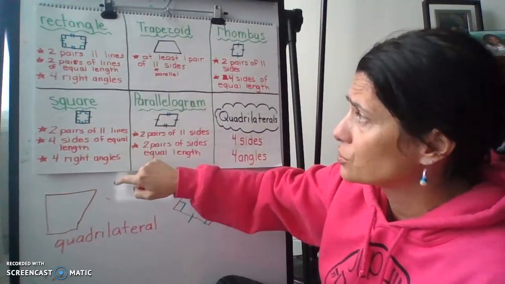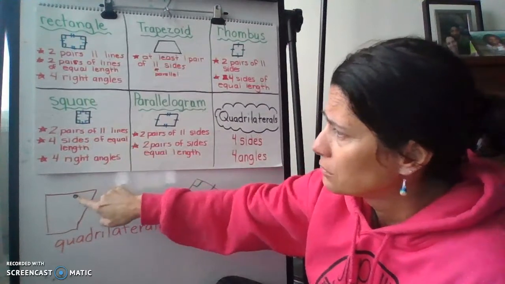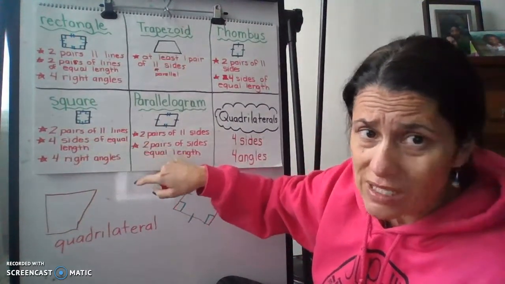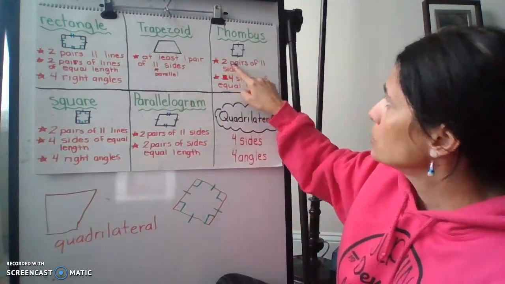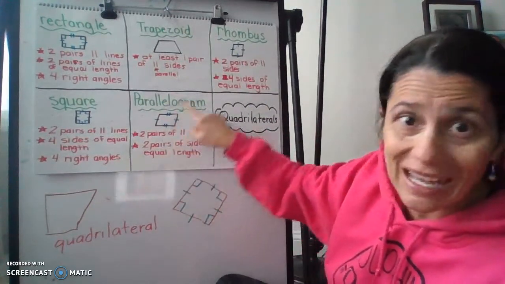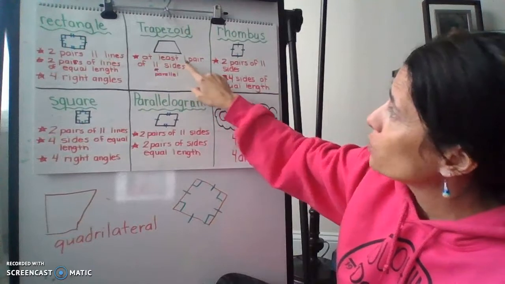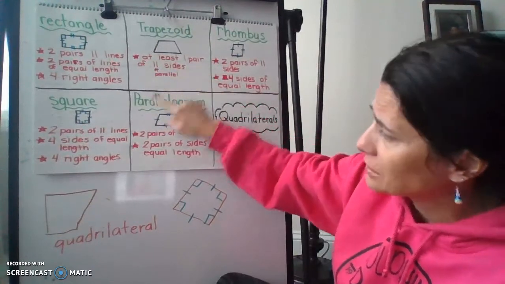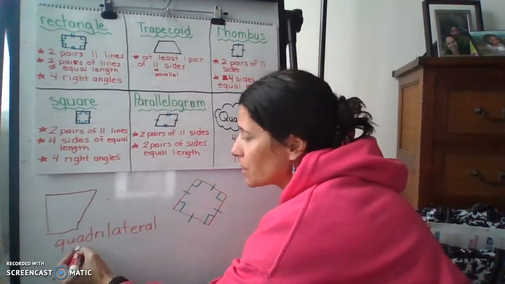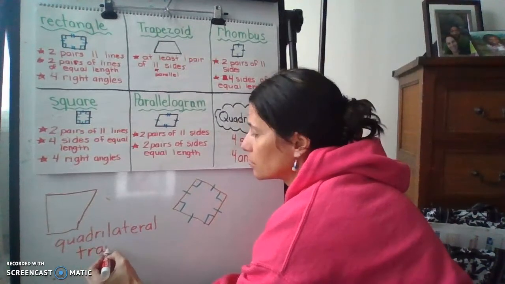Now let's check the square. 2 pairs of parallel lines. Does it have 2 pairs of parallel lines? Nope, we've already decided that, so it can't be a square. Rhombus, 2 pairs of parallel sides. We've already answered that, so it can't be a rhombus. Trapezoid, at least 1 pair of parallel sides. Does it have at least 1 pair? Yes. So this could also be called a trapezoid.